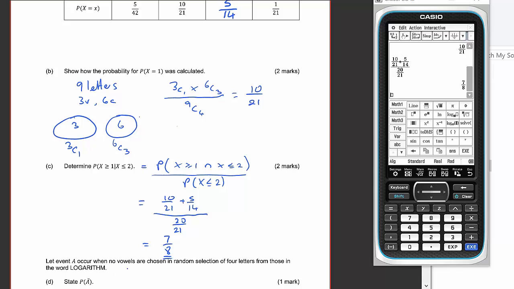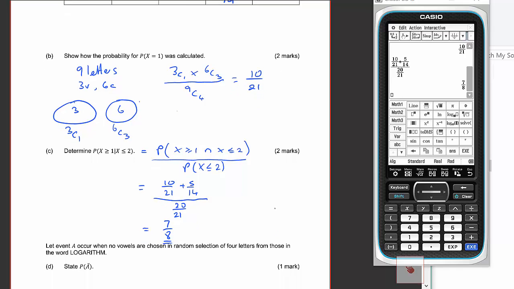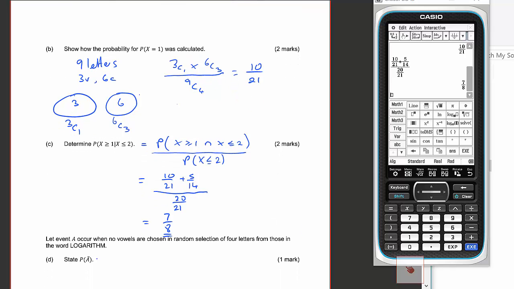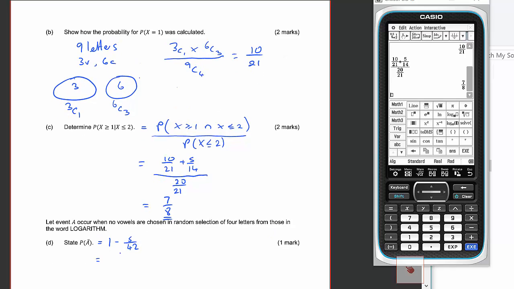Let event A occur when no vowels are chosen in a random selection of 4 letters from those in the word logarithm. State the probability of not A. Well, probability of A is 5 over 42. So that's just going to be 1 take away 5 over 42. So 42 take away 5 is 37, so that's going to be 37 out of 42.